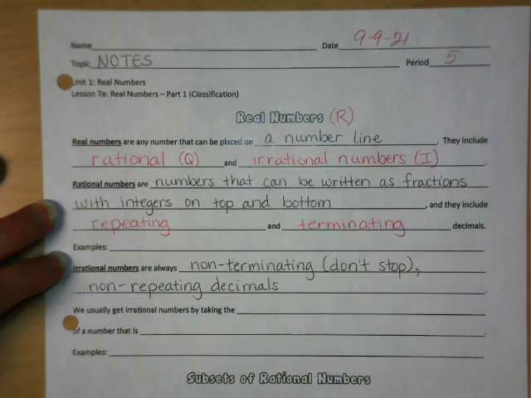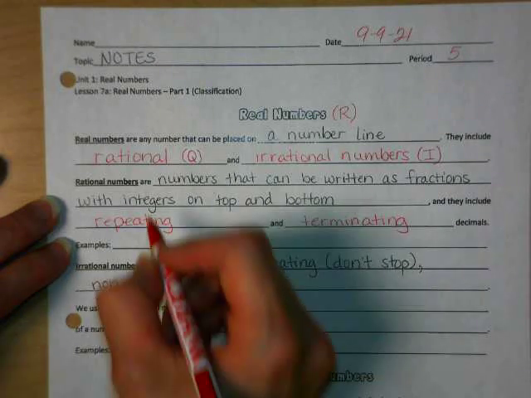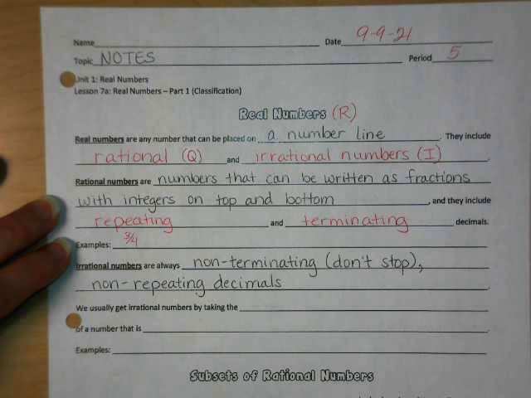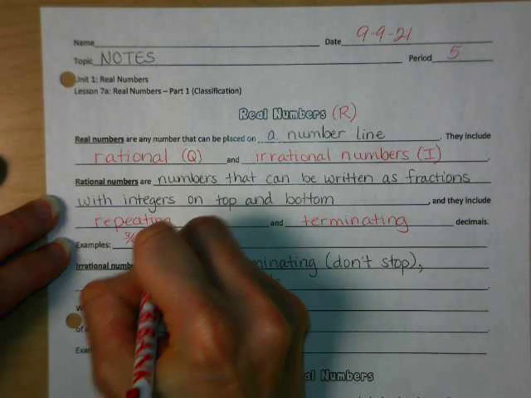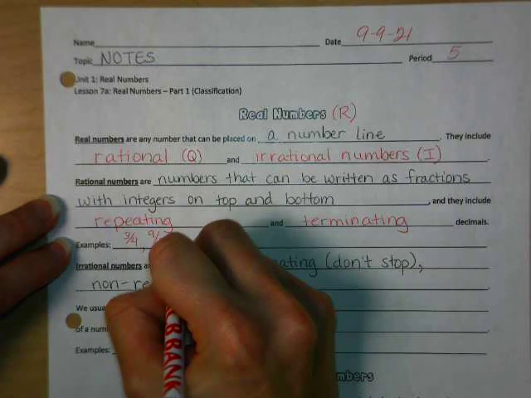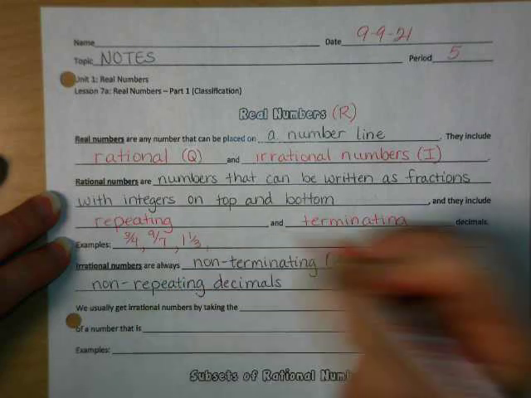All right, we're going to talk about some examples now. So I said anything that can be written as a fraction, also a repeating or terminating decimal. So we're going to write some examples of that. Here's your first one. It's a fraction, 3/4. Here's an improper fraction. It's still rational. Here's a mixed number, 1 1/3. Still a rational number. All of these are going to be rational.